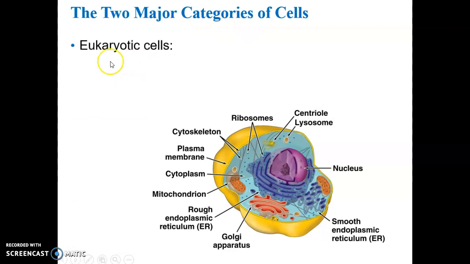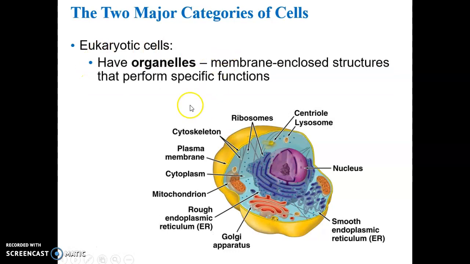Okay, so moving on to the more recently evolved, more complex and larger eukaryotic cells. And again, karyo meaning the nucleus.